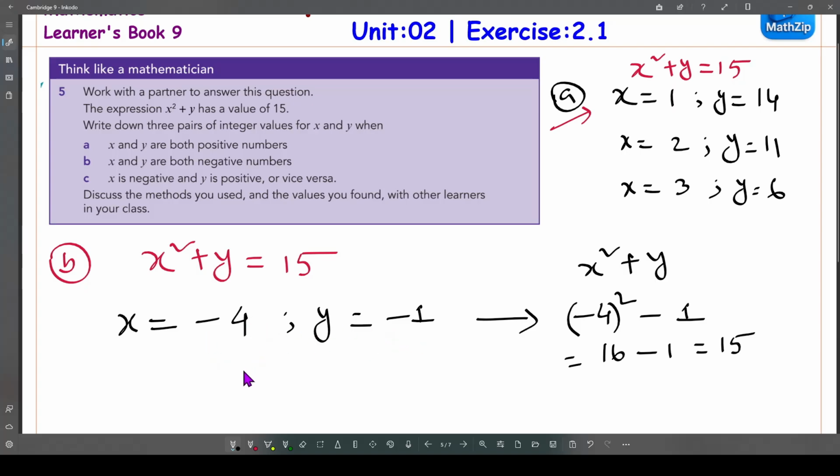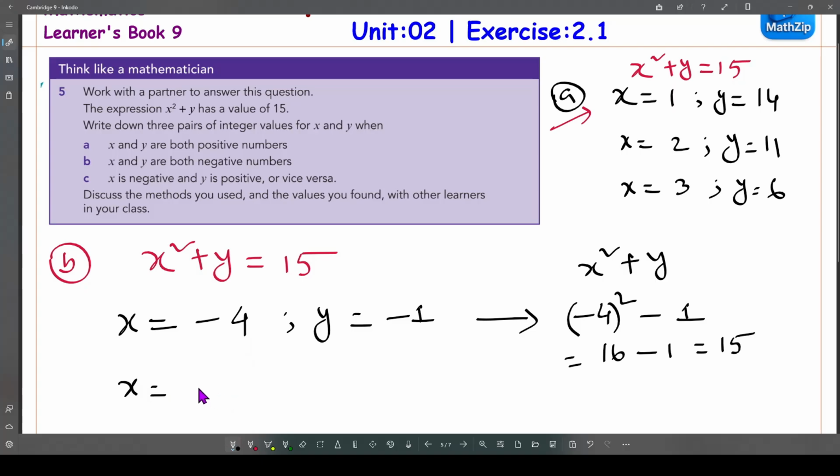Why are we not taking minus 1, 2, 3? Because if we take, suppose, minus 3, it will become plus 9. So we need plus 6. But plus 6 we cannot count because we need y also to be a negative number. So we are starting from minus 4.